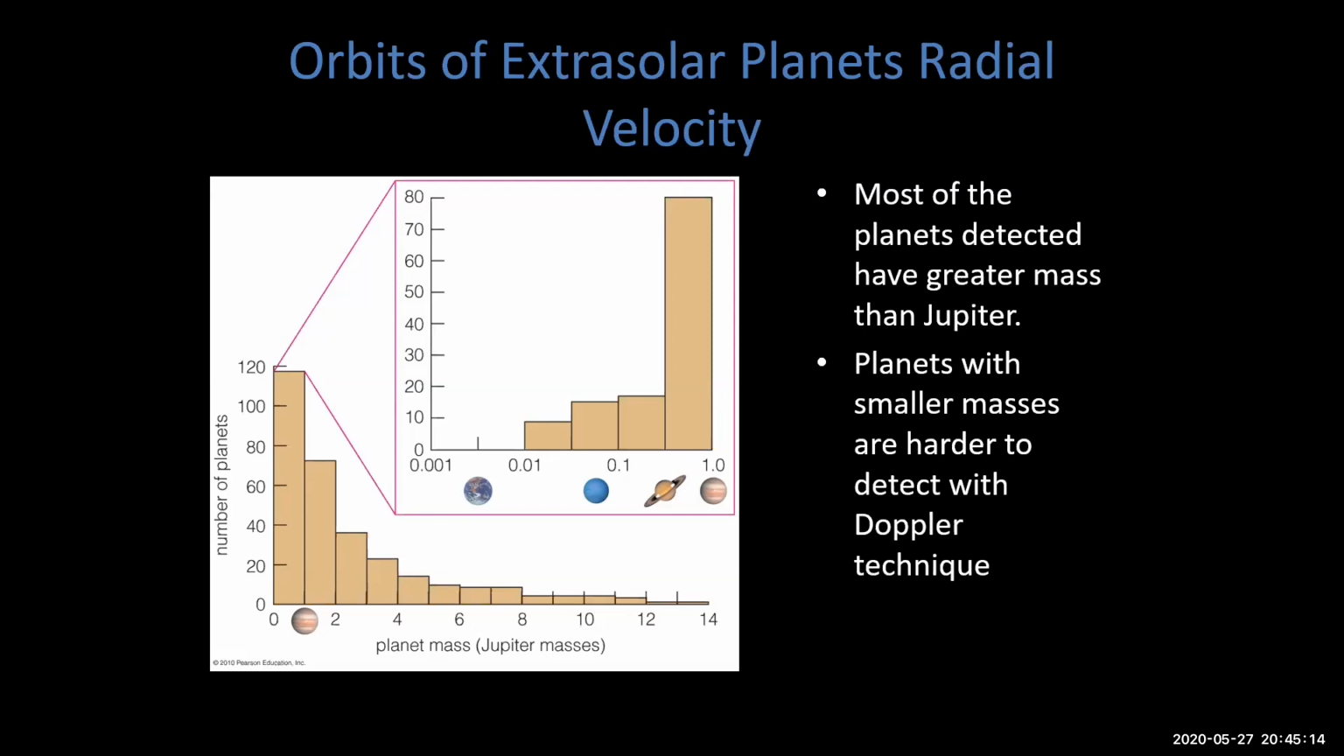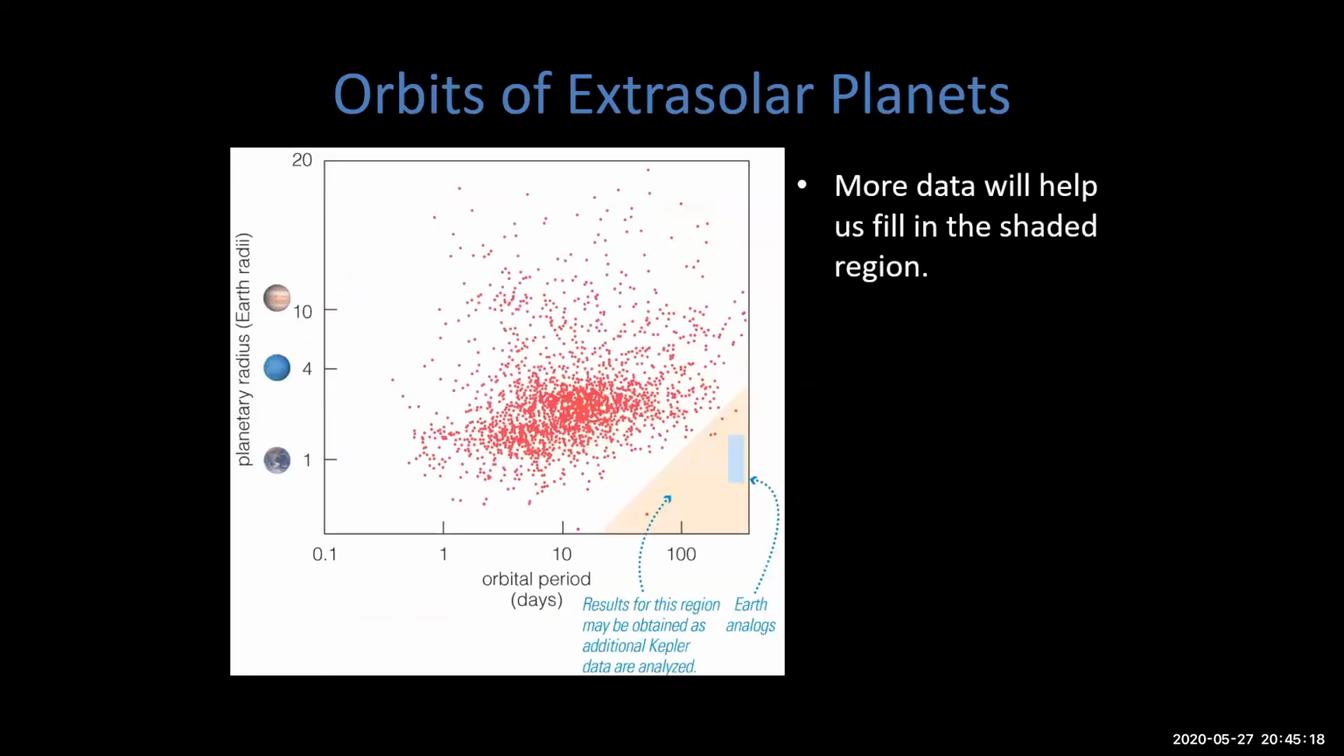But we are still finding more of the big ones. As far as those orbits go, here is a graph of planetary radius versus orbital period. Looking at these graphs, the idea is to start thinking of ranges where there are Earth-comparable planets.